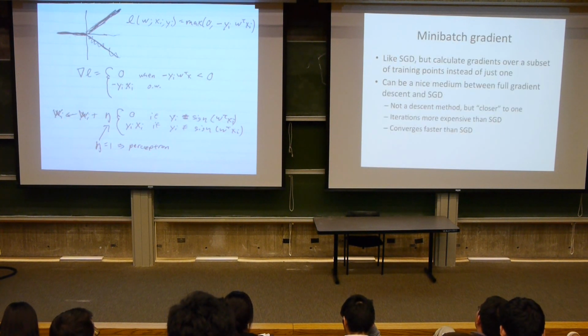Okay, so gradient descent, SGD, and mini batch all only work if the function you're optimizing is differentiable.